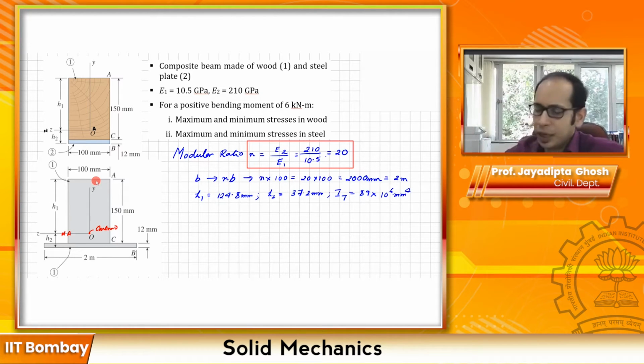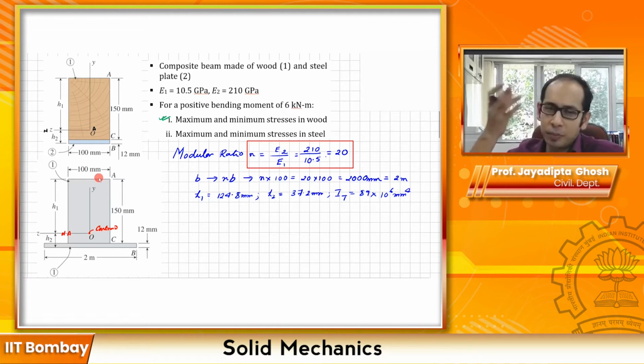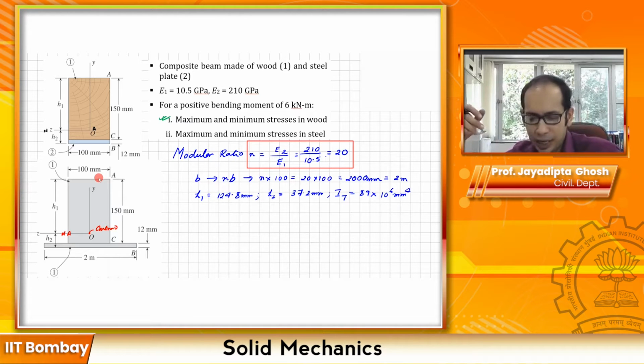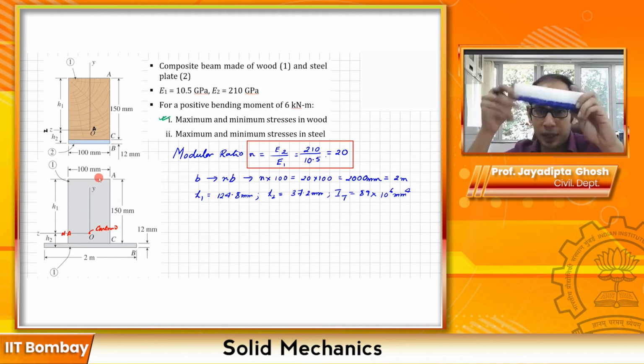Now let me go ahead and try to solve this first part over here, which asks for the maximum and the minimum stresses in the wood. So the maximum, and then I know that the minimum stress means the compressive stress, which is the negative stress that I have. And for this one, remember that the top part is the wood, so the minimum, or compressive, stress is going to happen at the top over here.